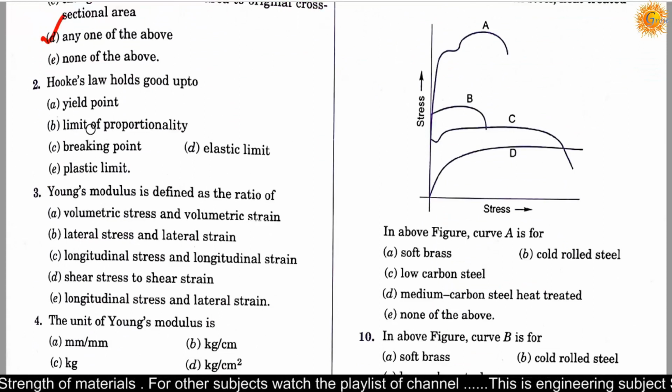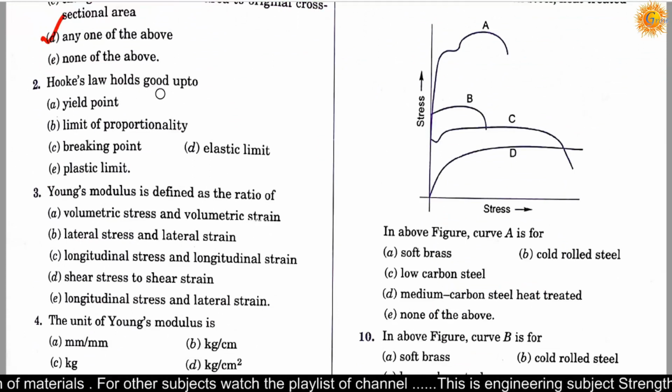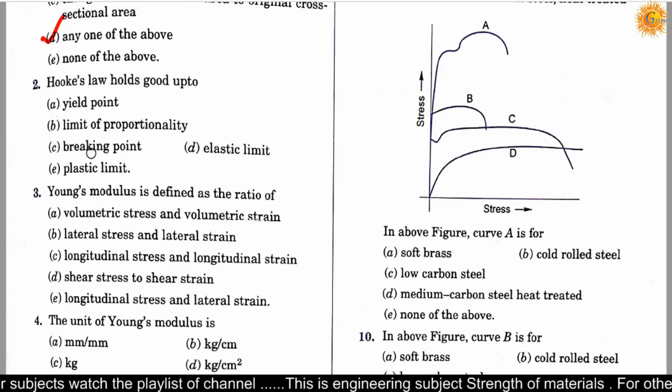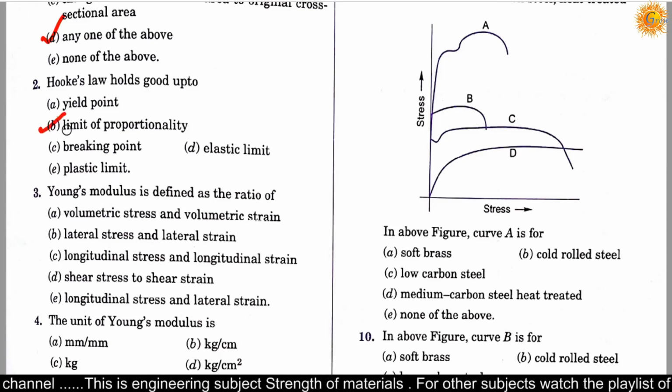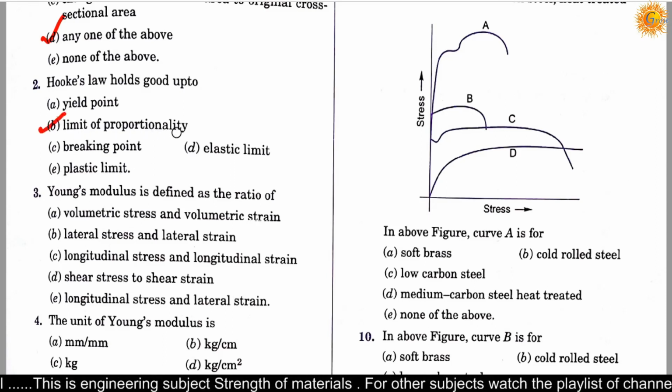Question number 2. Hooke's law holds good up to: option A, yield point; option B, limit of proportionality; option C, breaking point; option D, elastic limit; option E, plastic limit. Correct answer is B, it's up to the limit of proportionality.